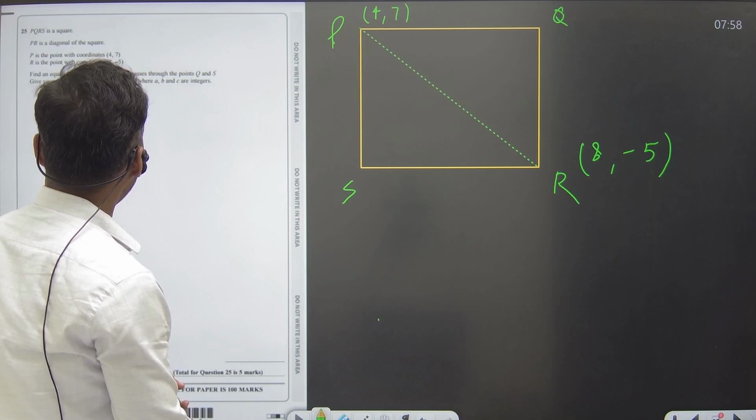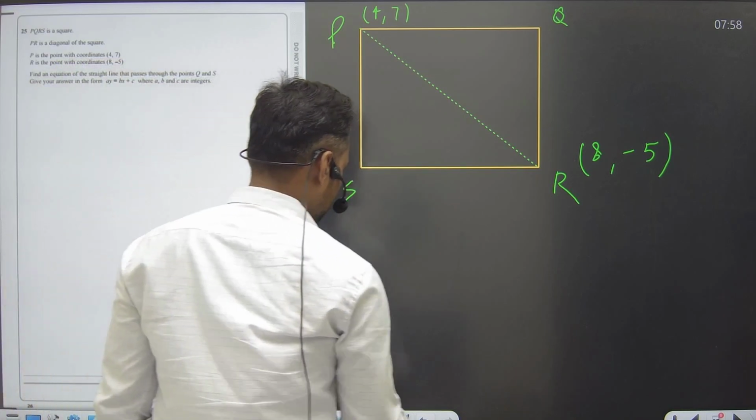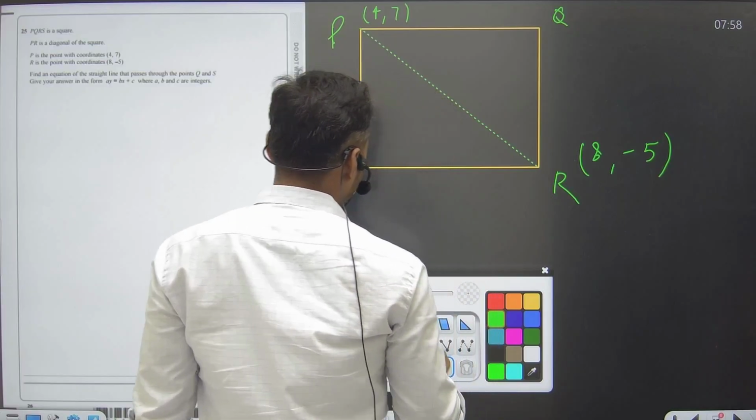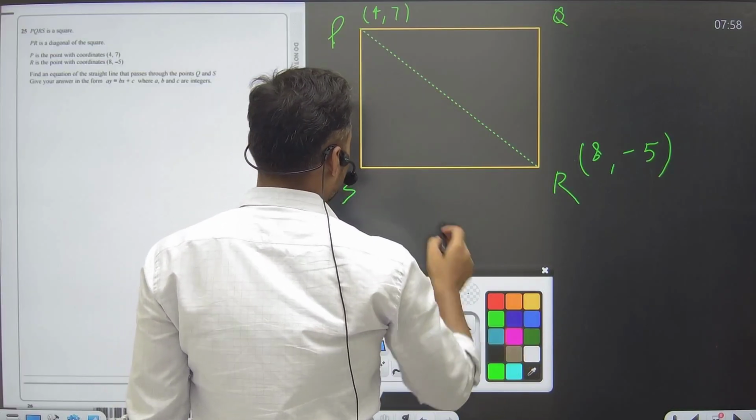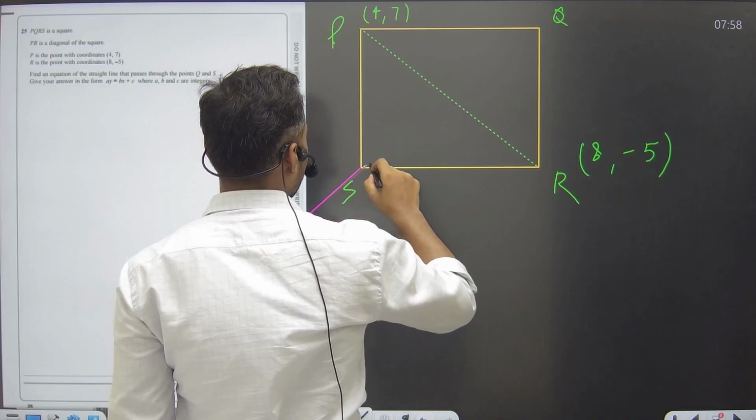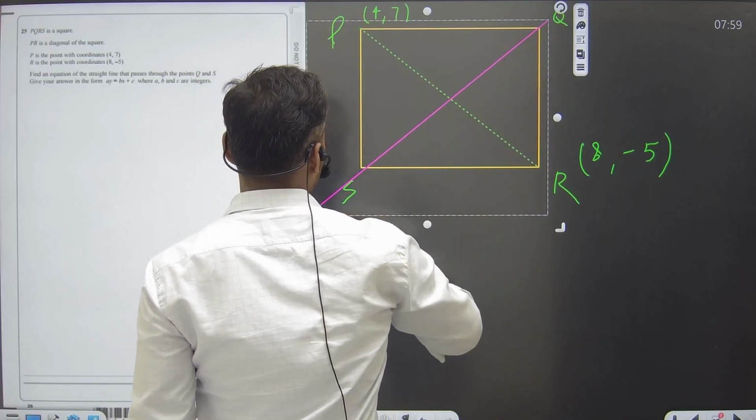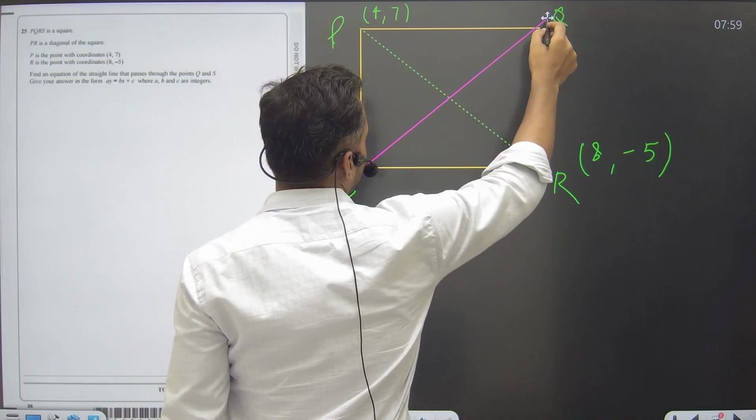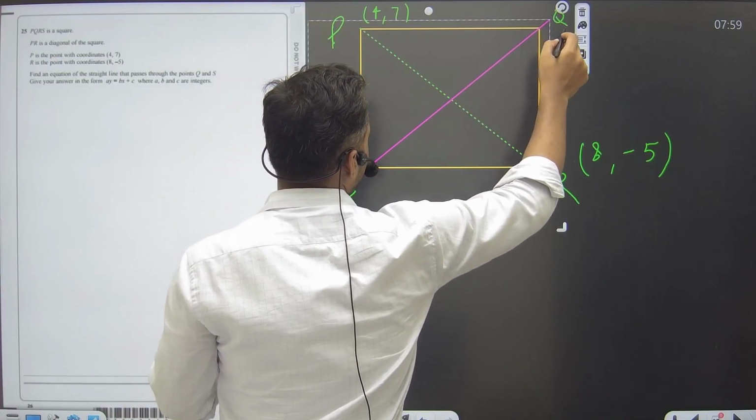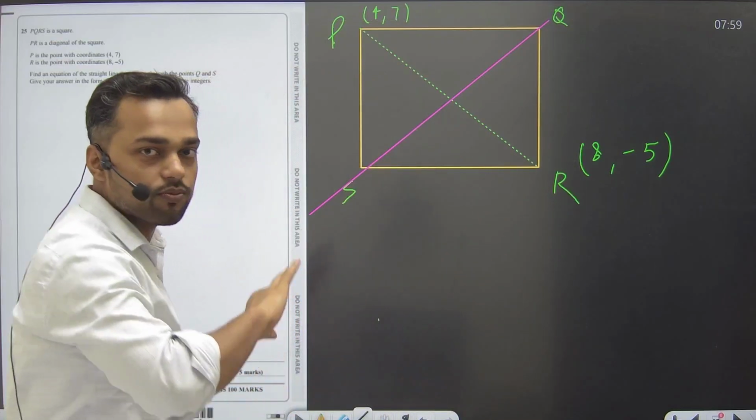Find the equation of the straight line that passes through the points Q and S. Okay, this means there is a certain straight line which is passing through Q and S. This was the straight line which was passing through Q and S.